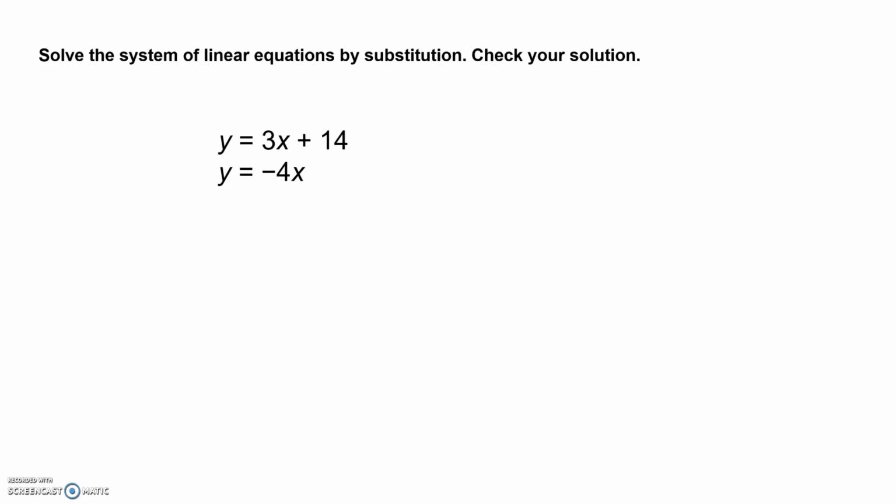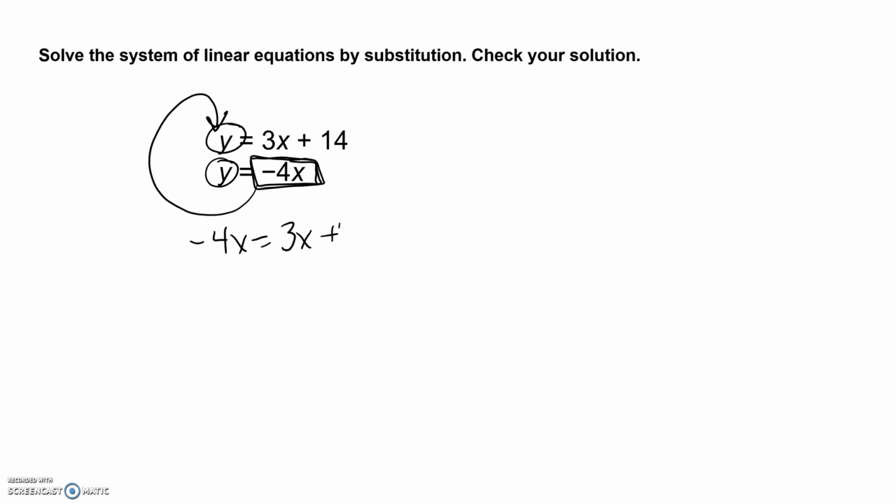Okay, so remember our first step is to look and see, is there an equation with a variable alone? Well, both of my equations have something with a variable alone. So this is really saying that y equals 3x plus 14 and y equals negative 4x. So what I'm going to do is say, well, y equals this. So I'm going to substitute it into this top equation here. So it looks like negative 4x equals 3x plus 14.